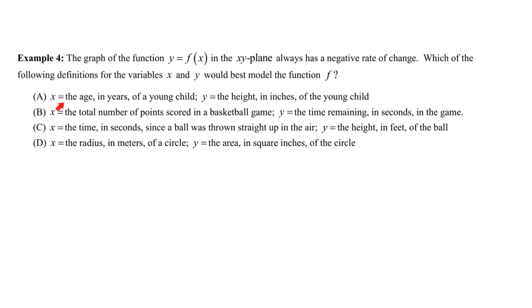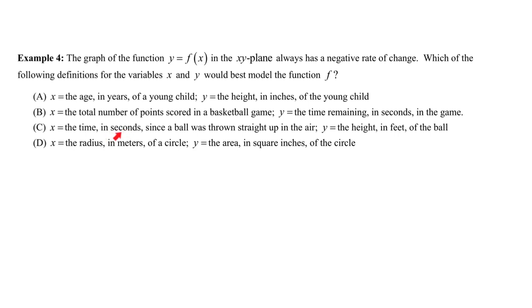So here on A, we have the age in years of a young child. So that is obviously getting older. That's going up. And the height of that child, we would assume that they are growing up. So those are both positive. So A is gone. The total number of points scored in a basketball game. So you're going to start with 0, hopefully, and then be scoring points throughout the game. And the time remaining in seconds, well, you start with all the time and you start losing the time as the game goes on. So B is looking pretty good right now, but let's go through C and D.